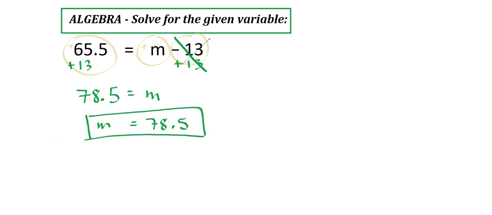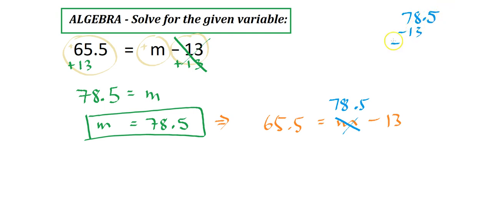However, we should always check our answer or our answers in our maths work, and we do that in this case by substitution, right? So we think we know what m is, so let's get rid of the m and put in the value that we think m is. And in this case, we think the value of m is 78.5. So 78.5 minus 13, what does that give us? That gives us 65.5. That is what's on the other side. Therefore, this is correct, and our working is correct.